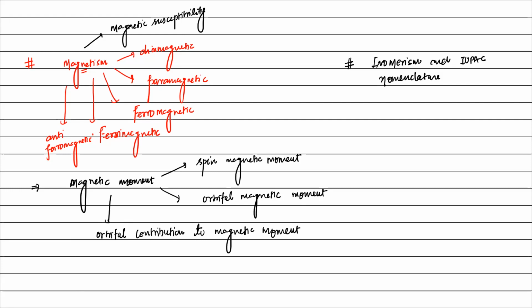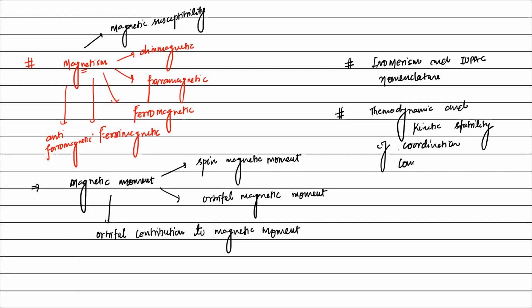In constitutional isomerism we have to study linkage, ionization. There are nearly seven types of isomerism in constitutional and two types in stereoisomerism, that is geometrical isomerism and optical isomerism. Another topic we have to study is thermodynamic and kinetic stability of coordination complexes.